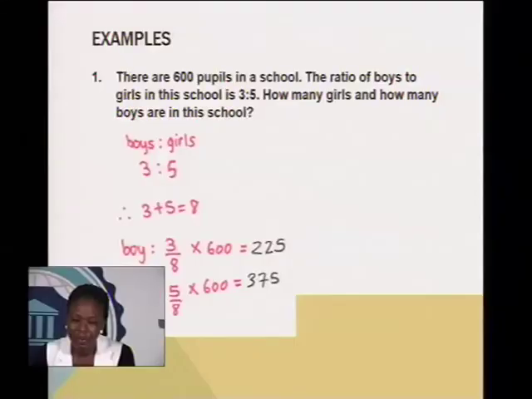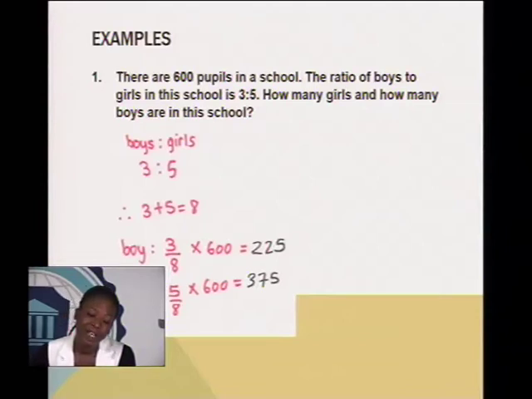There are 600 pupils in a school. The ratio of boys to girls in this school is 3 to 5. We want to know how many girls there are and how many boys there are. We are told that they are in the ratio 3 to 5. So how many boys are in the school? That is the question that we are given.